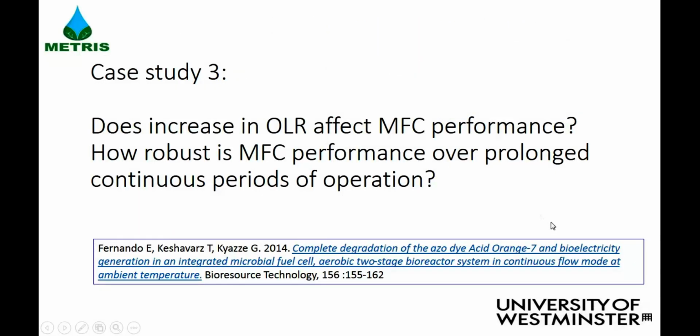So the last case study I want to talk about involves robustness. This is another key issue when it comes to wastewater treatment. Is there a change in performance when you change the organic loading rate? How robust is the system if you operate it over prolonged periods? These are important criteria whenever you're designing a system, obviously.